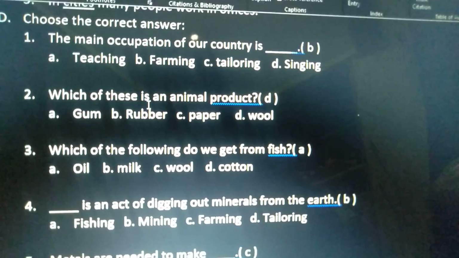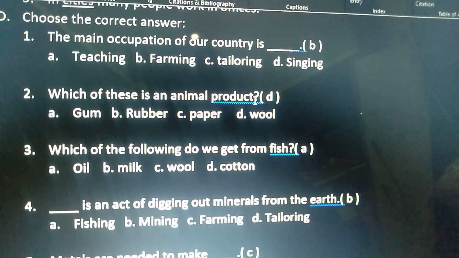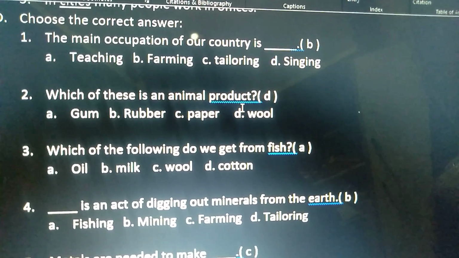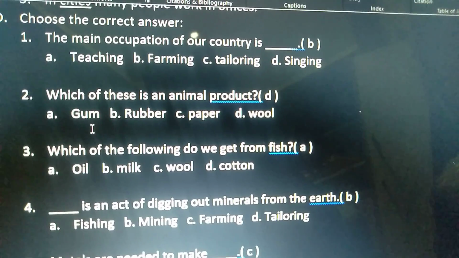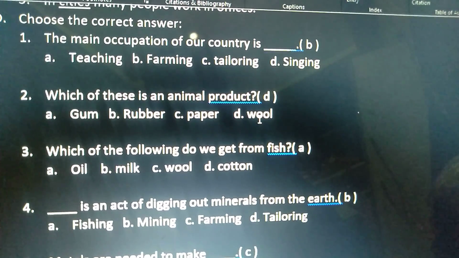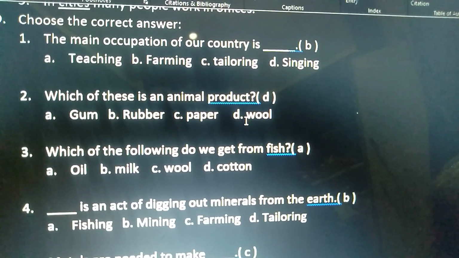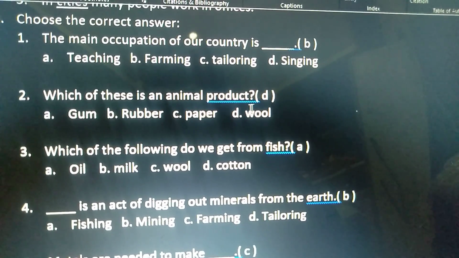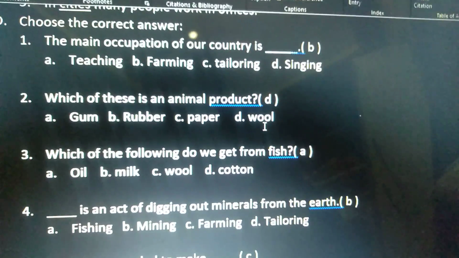Which of these is an animal product? Is it gum, rubber, paper, wool? So, wool. Option D, wool. Wool is an animal product.